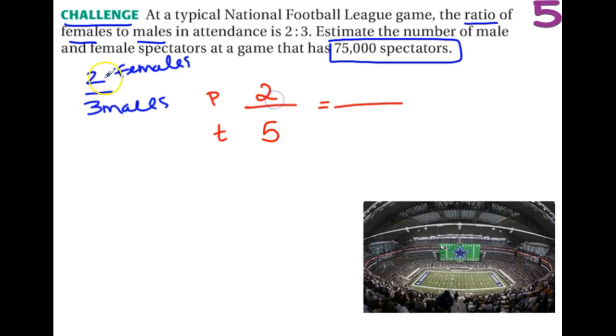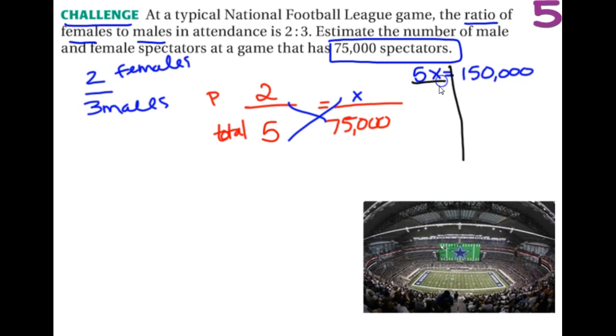All I did was add those up. I'm going to find the females first. That part would be 2 over 5. On the bottom, our total is number of spectators, 75,000. We need to figure out how many of those are females. So if we cross multiply, 5 times x is 5x. 2 times 75,000, well, 75 times 2 would be 150 with the zeros. So if I divide by 5, x should equal, well, 15 divided by 5 is 3, and all the zeros, so 30,000. Whoopsies.